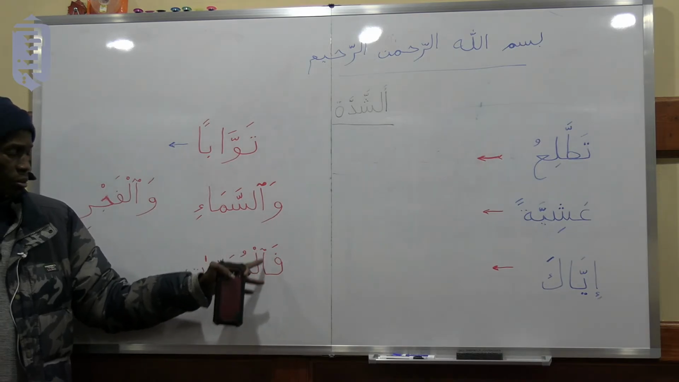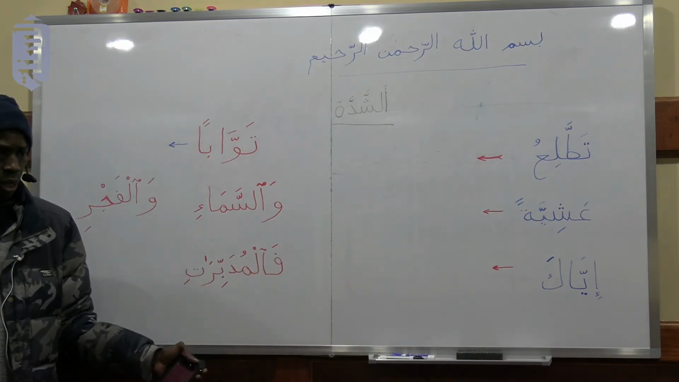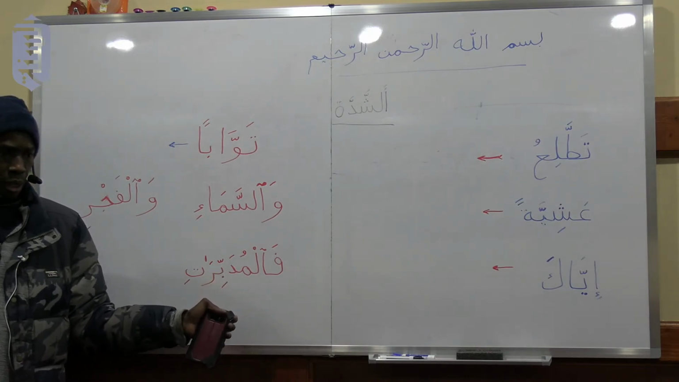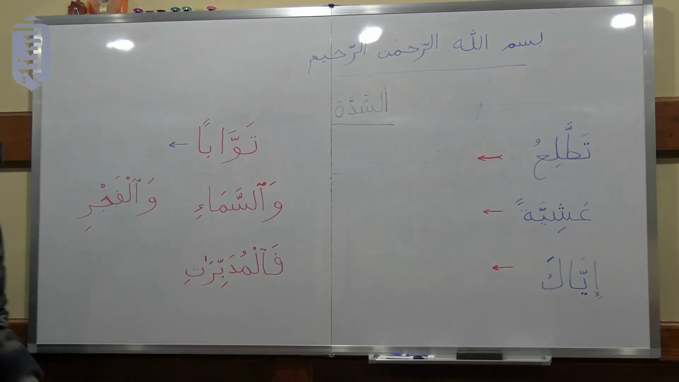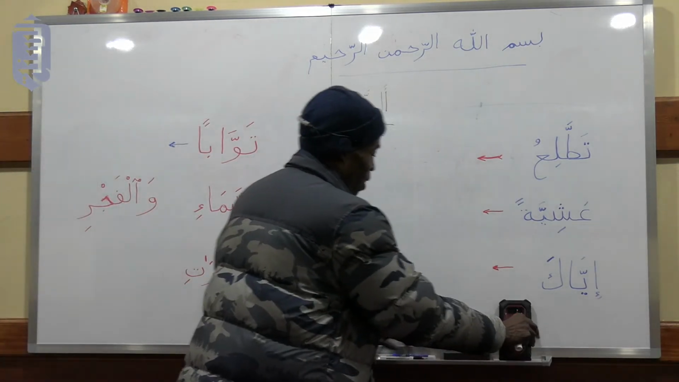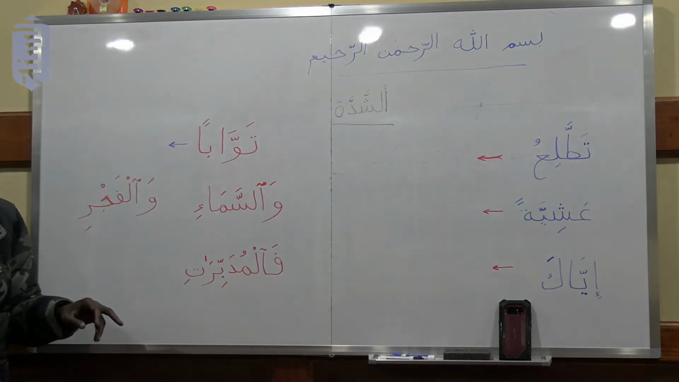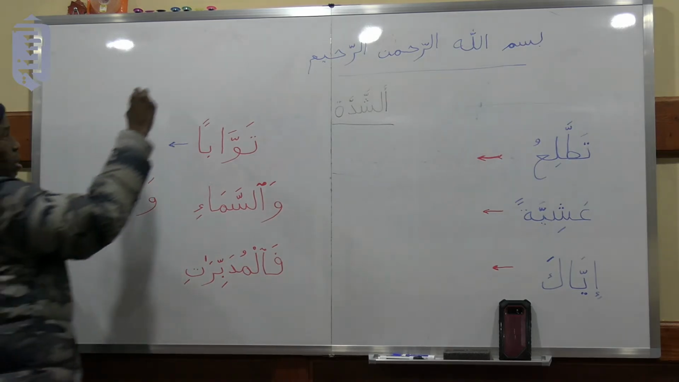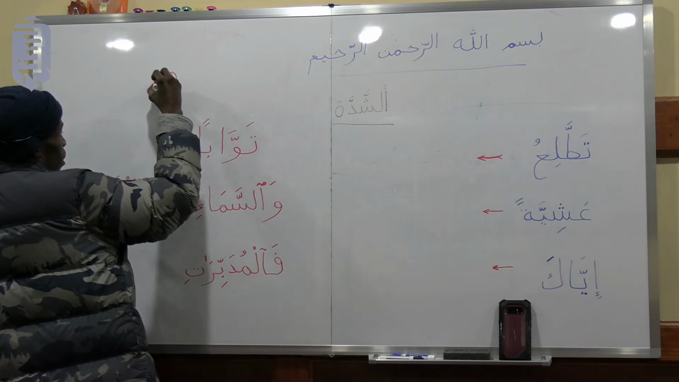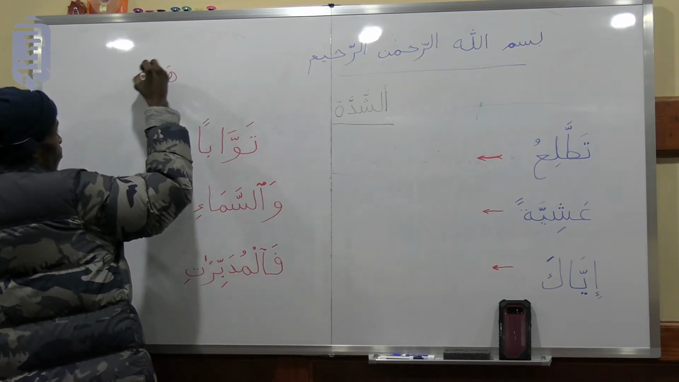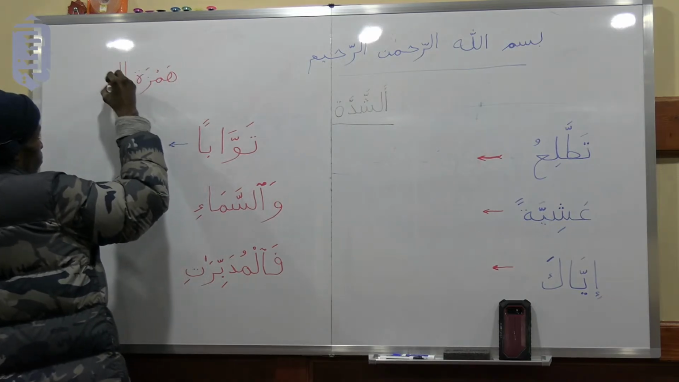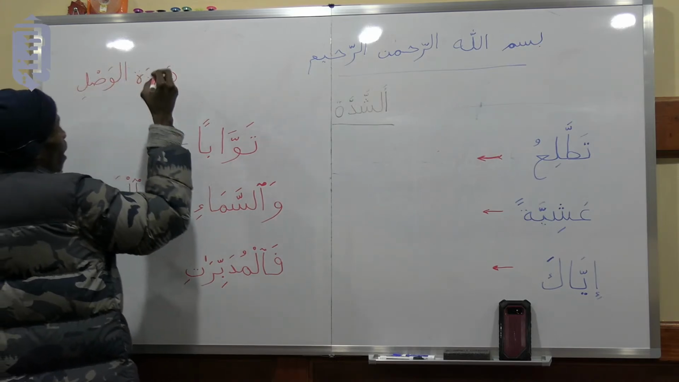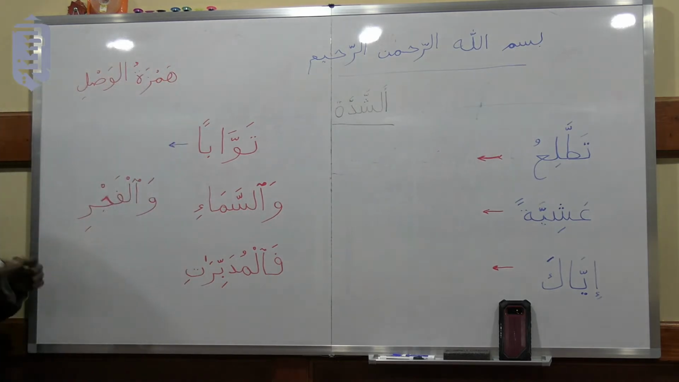What did you do with this alif? Did you skip it? Yes. Why did you skip it? You don't want to spell it? No, because it has the. Okay. Because it has what? Hamzatul wasl, the hamza of linking.